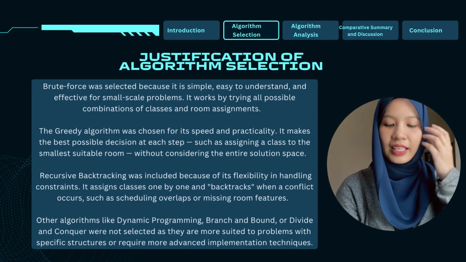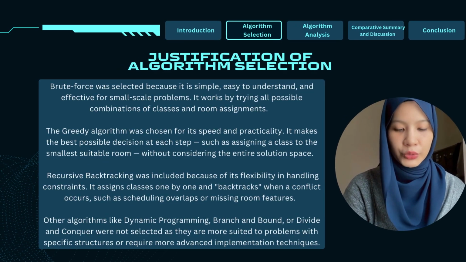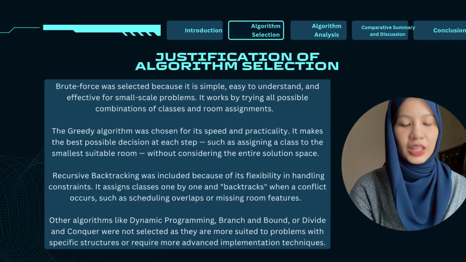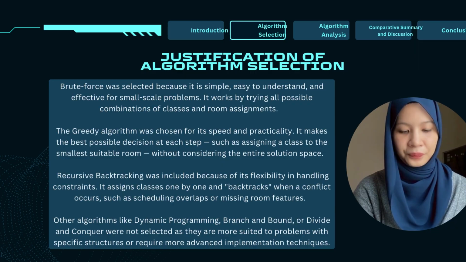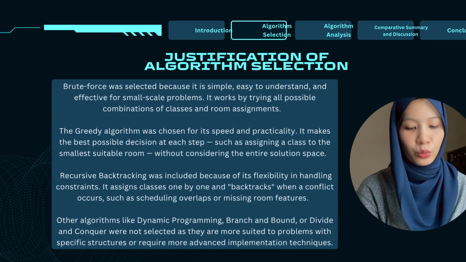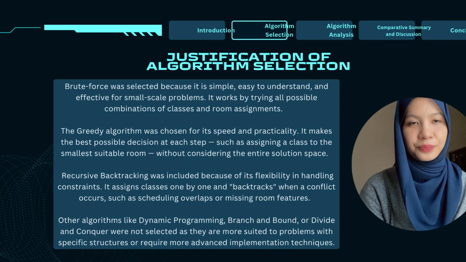Second is a greedy algorithm. Greedy algorithm was chosen for its speed and practicality. It made the best possible decision at each step, such as assigning a class to the smallest suitable rooms, without considering the entire solution space.